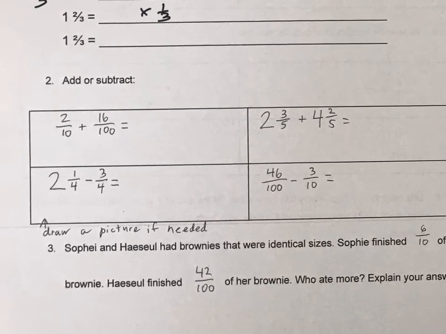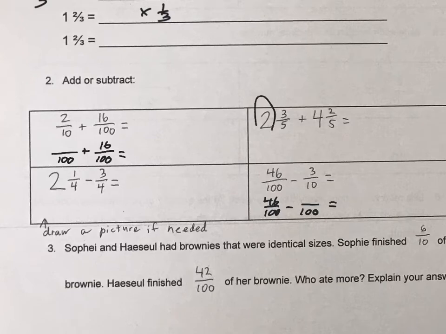Just be careful with these though. Let's do the tenths and hundredths first. Remember, the 2 tenths should be written as hundredths and converted before you add those together. Same down here, 46 hundredths is fine, but you need to change 3 tenths to hundredths to do that one properly. And we should know how to do that.